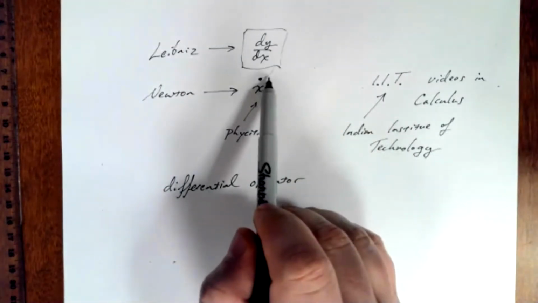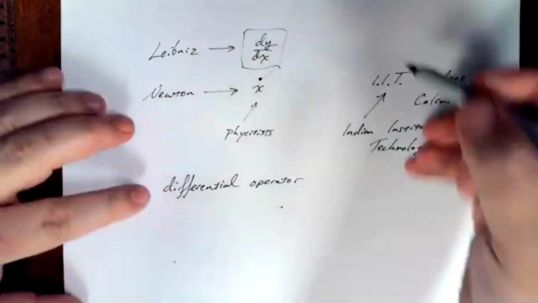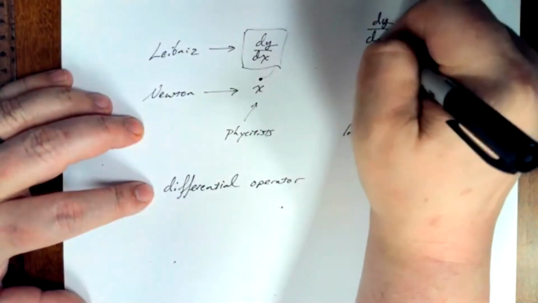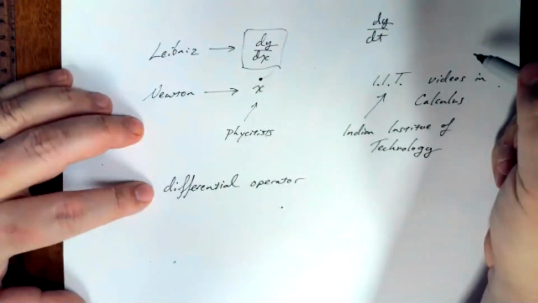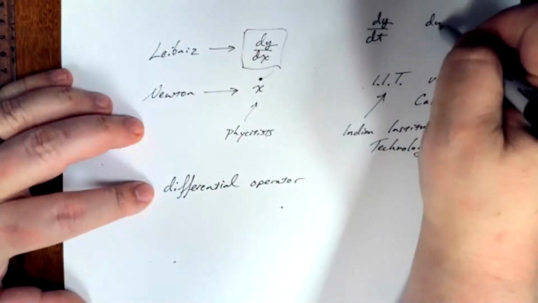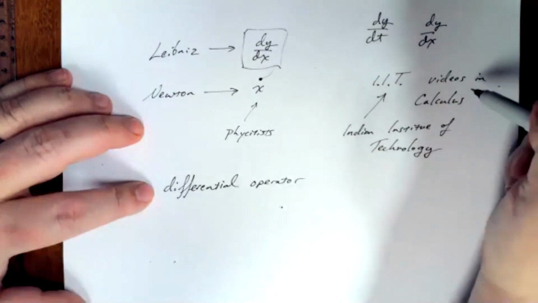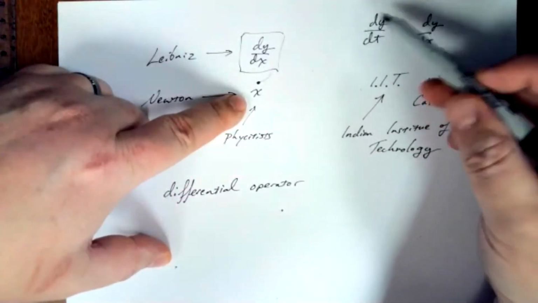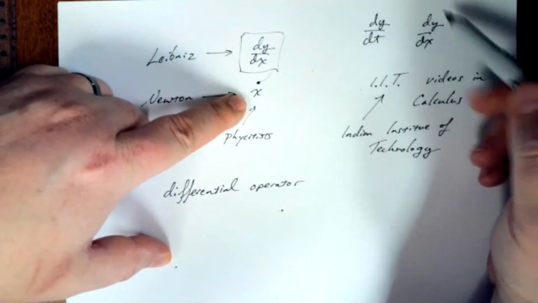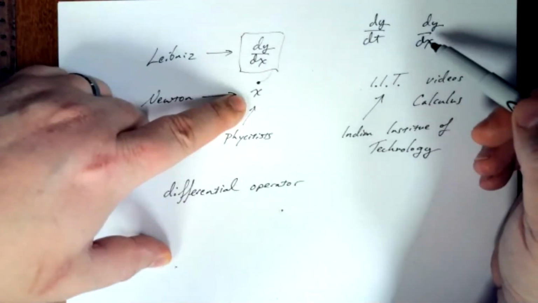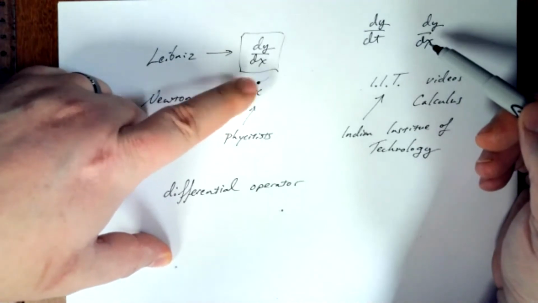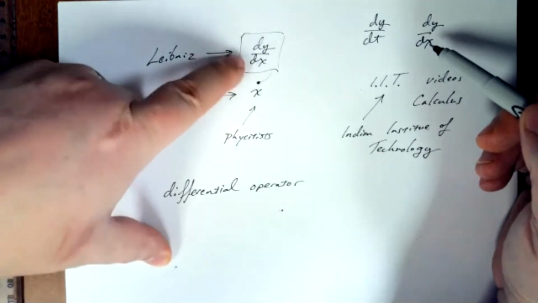If I wanted to take a derivative with respect to time, I might see dy dt. And in the same problem, there might be dy dx. So the question is, which one is this talking about? Is it talking about with respect to time, or is it differentiating with respect to x? And so this is not as useful as that is.